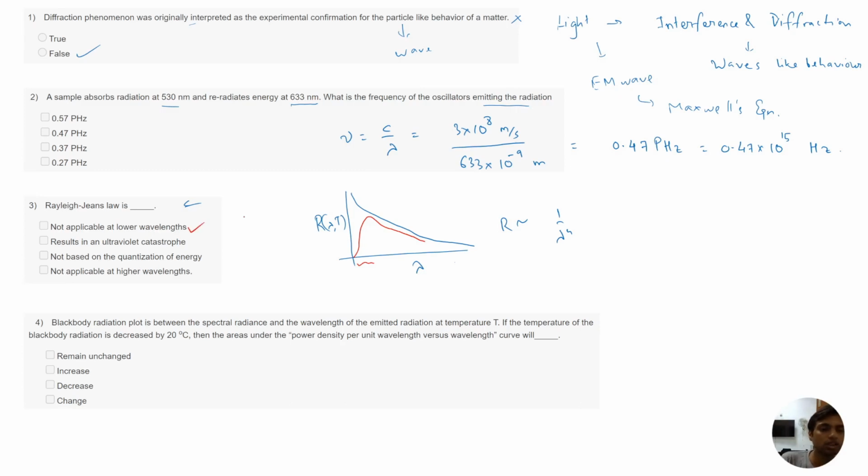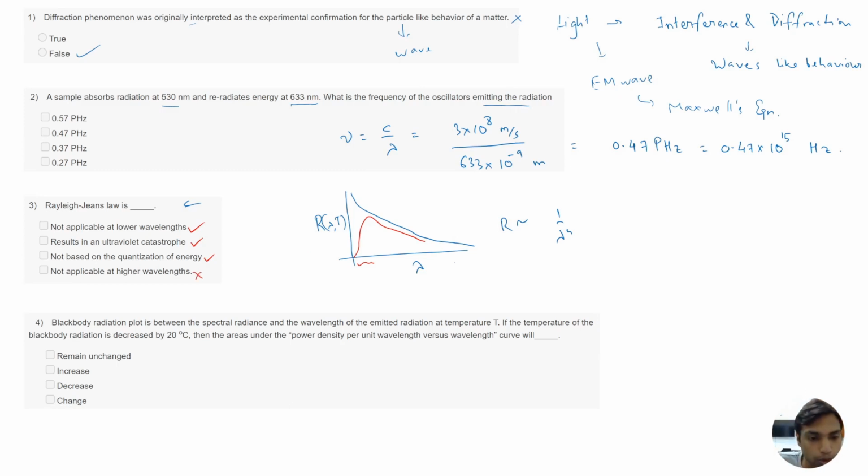This is true. It results in an ultraviolet catastrophe, because at low wavelength, the UV region, there is a huge divergence of this spectral radiance from Rayleigh's law, from these experimental values. So this results in ultraviolet catastrophe, and it is not based on quantization of energy, which is also true. It is not based on quantization of energy, but on the fact that electrons are waves, and it is not applicable at lower wavelengths. At higher wavelengths, there is a good experimental match with Rayleigh's law, so it is applicable at higher wavelengths. So the correct answer is only the first three.